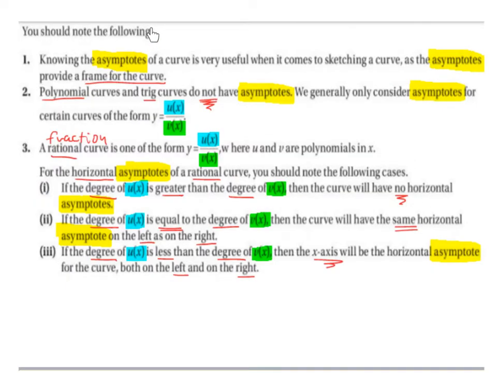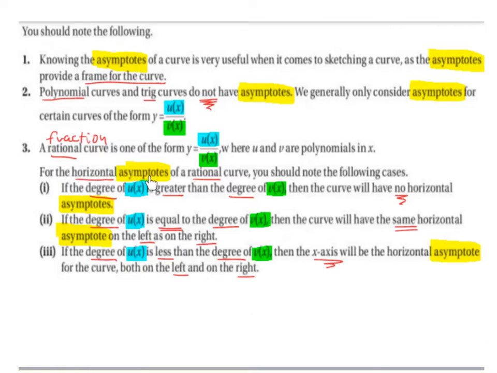You should note the following. Knowing the asymptotes of a curve is very useful when it comes to sketching a curve, as the asymptotes provide a frame for the curve. Polynomial curves and trig curves do not have asymptotes. We generally only consider asymptotes for certain curves of the form y equals u of x over v of x, so fractions. A rational curve, so a fraction, is one of the form y equals u of x over v of x, where u and v are polynomials in x.